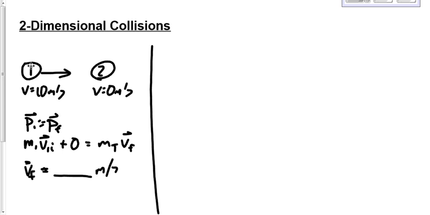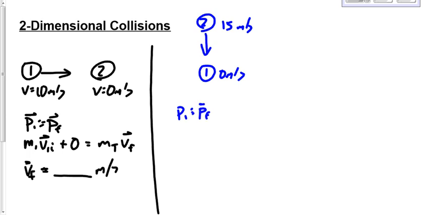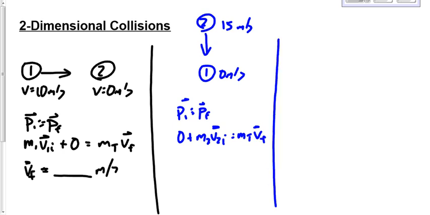Well, how about this one? How about if object number 1 is at rest and object number 2 is moving down this way towards it with a velocity of 15 meters per second? How do we tackle that one? Yeah, the same, right? We say PI is equal to PF. We'd say, this time it would be 0 plus M2 V2I, right? Because the first object is the one that's at rest, equals M total times VF. And then we'll probably solve for VF there.